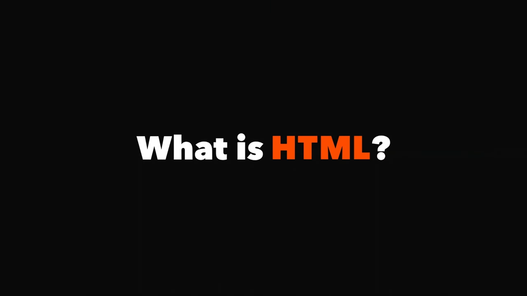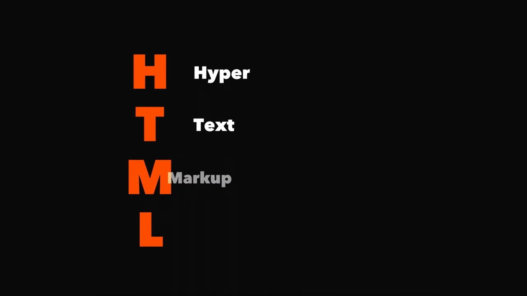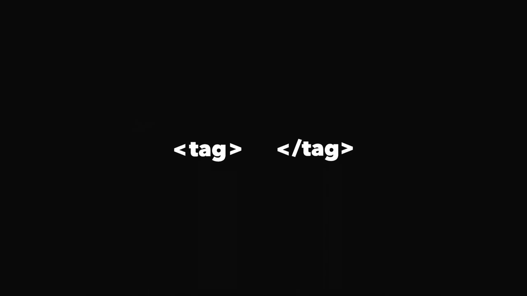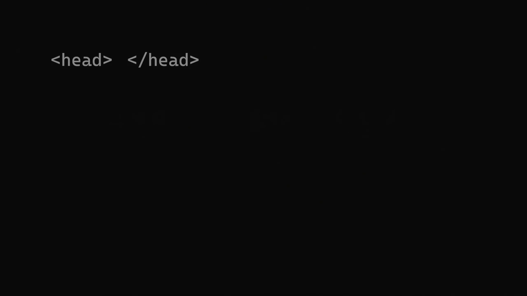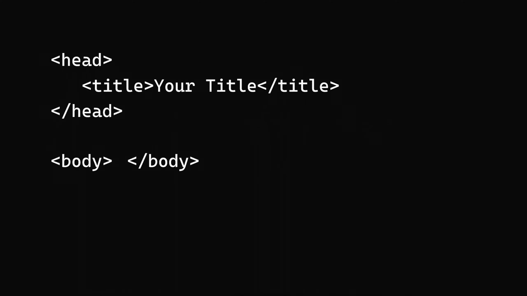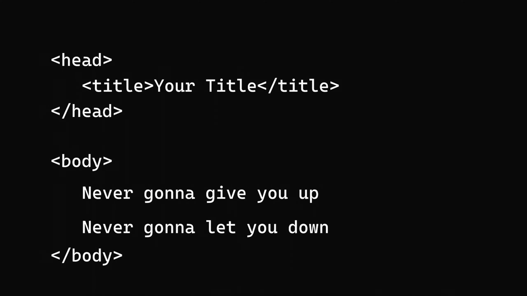So, what exactly is HTML? It stands for Hypertext Markup Language, which is honestly a very fancy name. In HTML, there are these things called tags, and we have a pair of them. Inside the tags, you put your stuff, for example, a head or an image. A website typically has a head and a body. The head contains the essential information, for example, the title. And the body? Oh, it contains everything else.